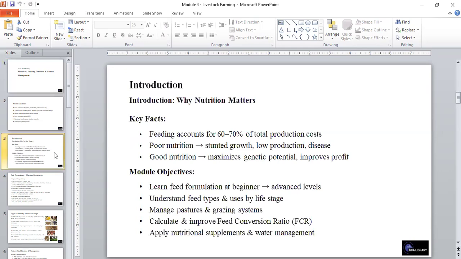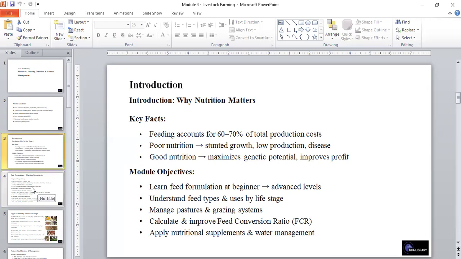Why does nutrition matter? The key fact is that feeding accounts for 60 to 70% of total production cost, and poor nutrition will lead to stunted growth for our animals, low production and diseases. Good nutrition maximizes genetic potential and also improves profits in the farm business.